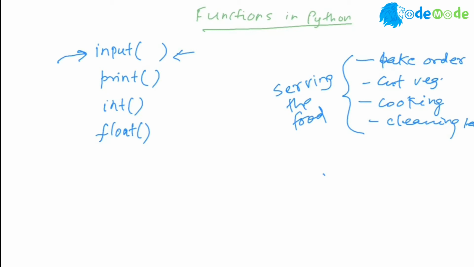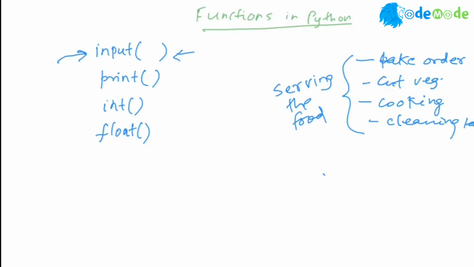Functions are very low maintenance because you're writing one time, you're not repeating the code. It's also a level of abstraction. That means the caller doesn't need to know what goes on inside the function. All they care about is giving the input and getting the output back.